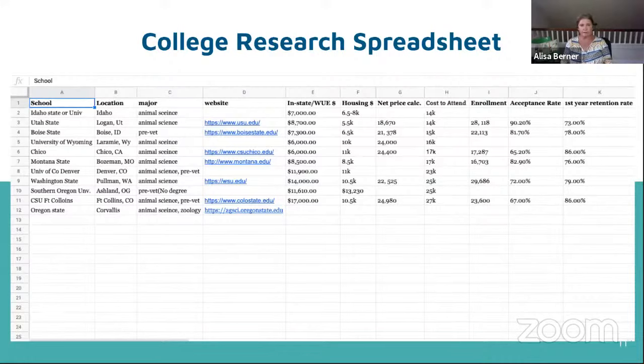How much is housing, what the net price calculator is. Like I said, you take your own personal information and put it into that college's net price calculator website, and it'll give you different amounts. So how much is it going to cost to attend? What's the enrollment size? What's their acceptance rate? The other big thing that people don't look at is that first year retention rate. How many students are happy there and return after their first year?